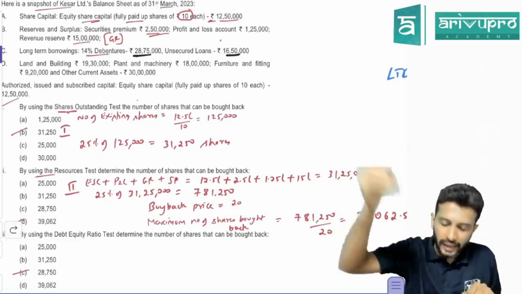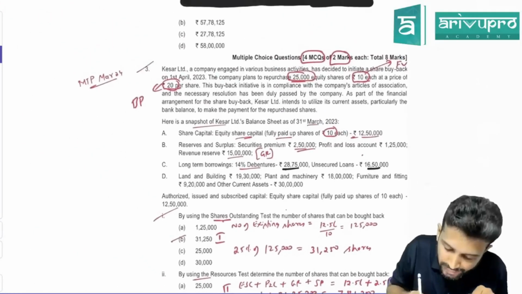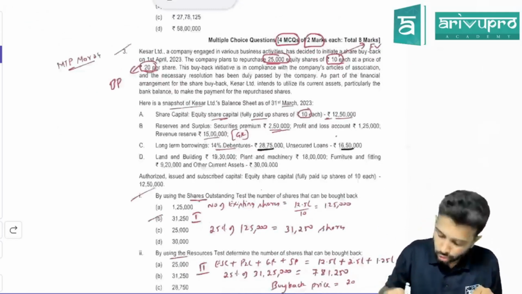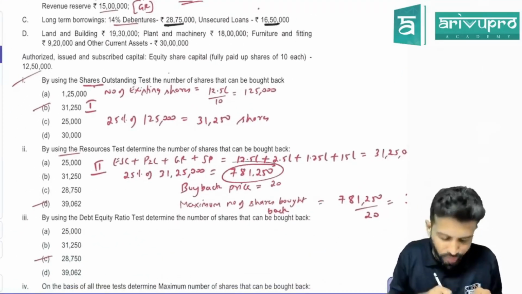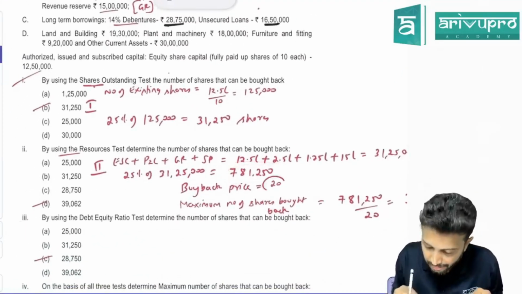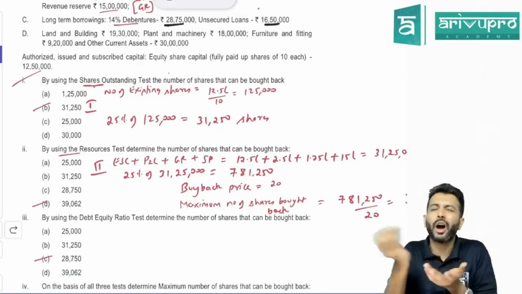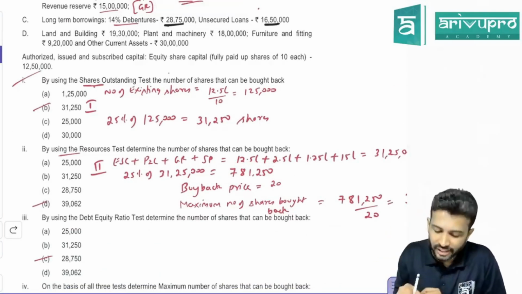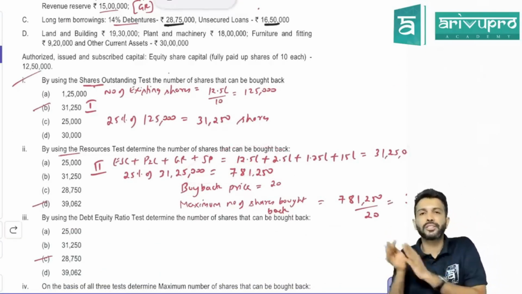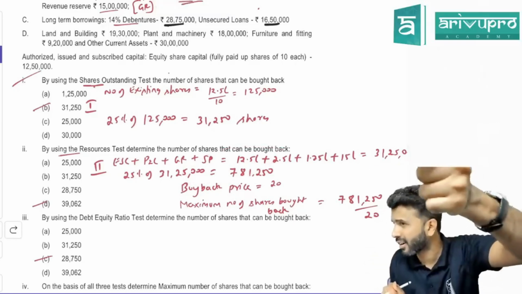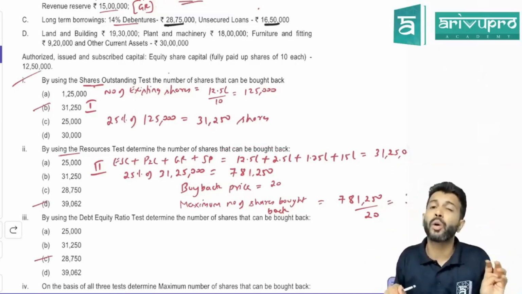Value of shares. And each share, how much are you buying back at? 20 rupees. So the total value of buyback that you can do is 781,250, and each share's buyback price is 20. So basically this 25% of share capital, free reserve and SP gives you the value of buyback. To get the number of shares of buyback, what do we have to do?